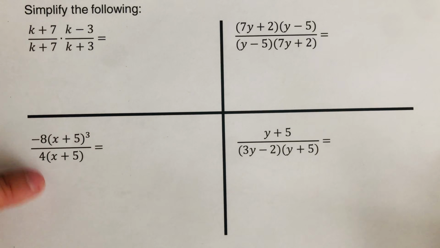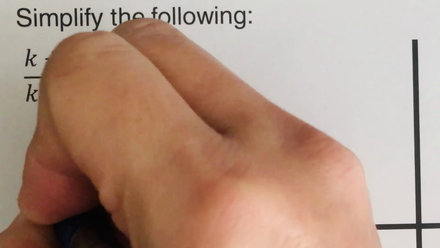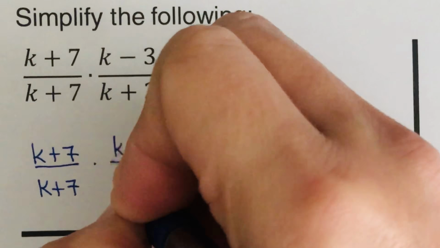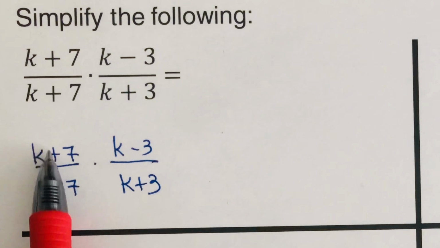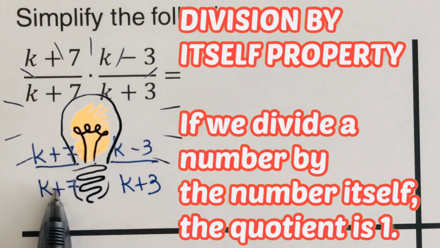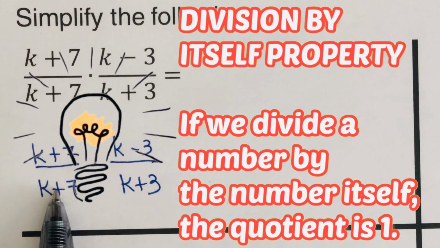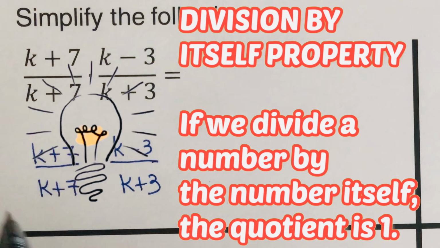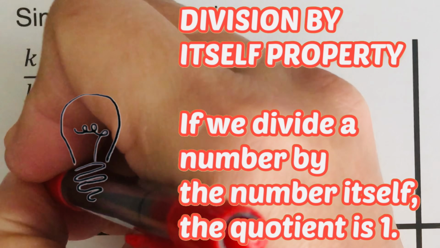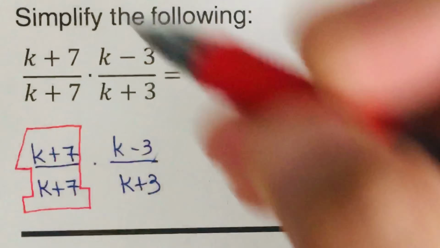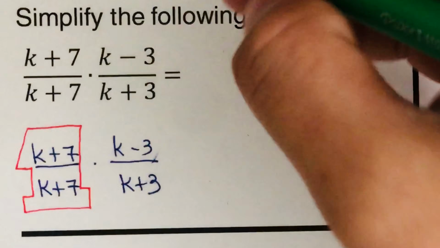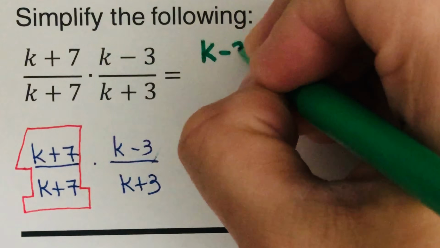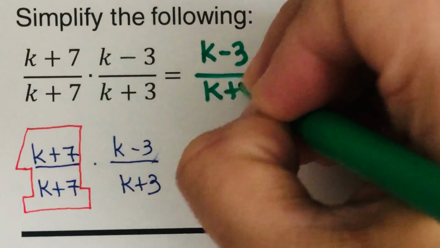So we're going to take these 2 right here. So first, we're going to rewrite it. Okay, so as you can see here, both of these are the same. We use the division by itself property, which states that if we divide a number by a number itself, then the quotient is 1. So this becomes a 1. So I can go ahead and label 1 to this. So 1 times this would come out just this expression right here. So this would be equal to k minus 3 over k plus 3.